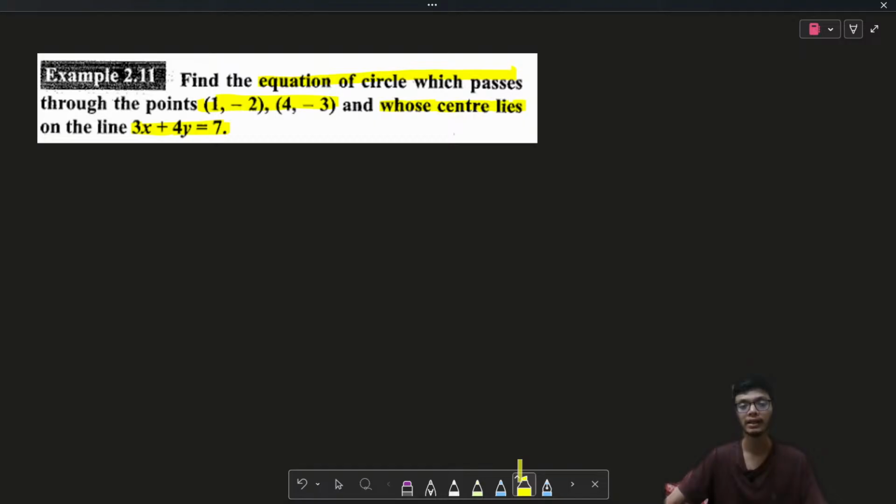Okay, the center of the circle will lie on this particular line. All right, so how do we solve this question? Before I go on to discuss the solution, I would like all of you to participate and let me know how you would like to solve this particular problem. Then I will go on explaining the steps that you need to take in order to come to the final answer.